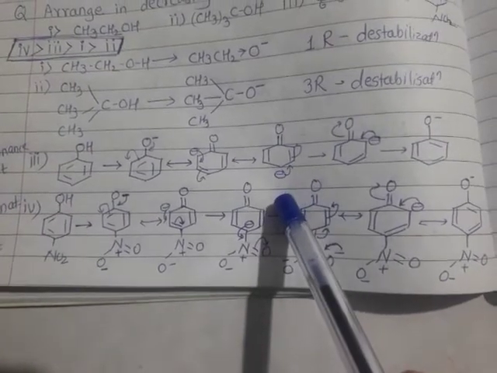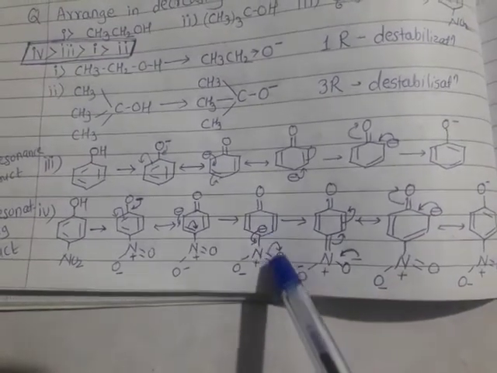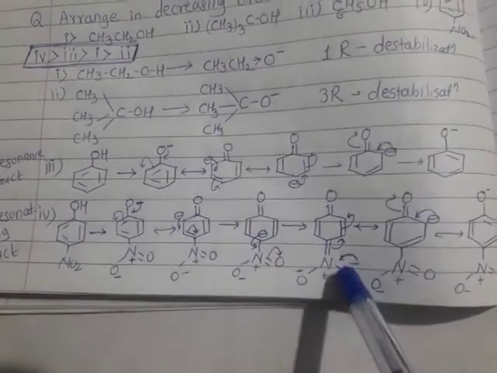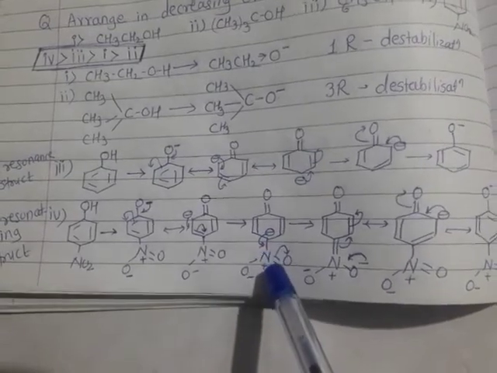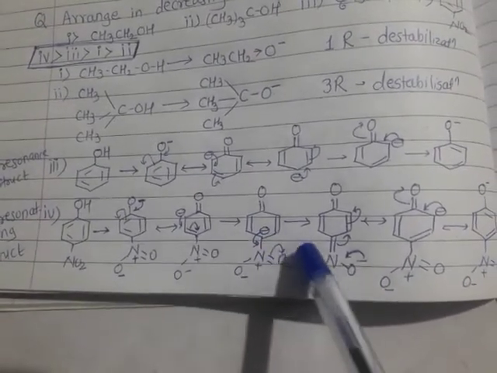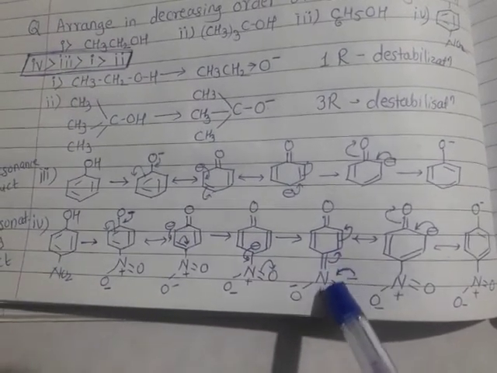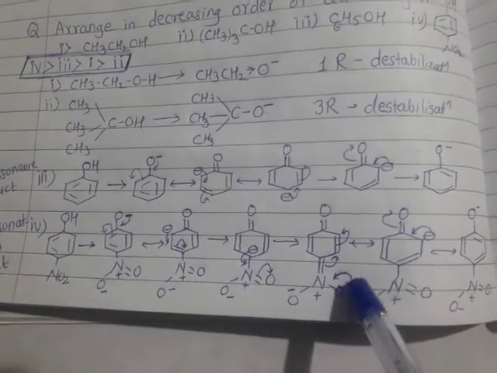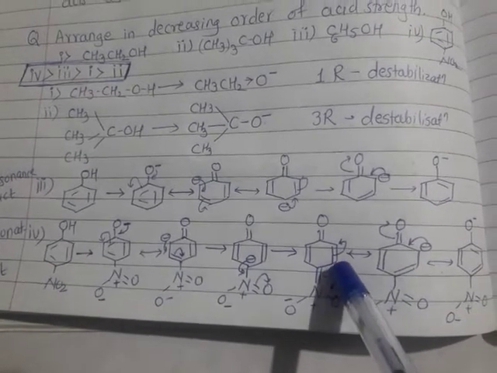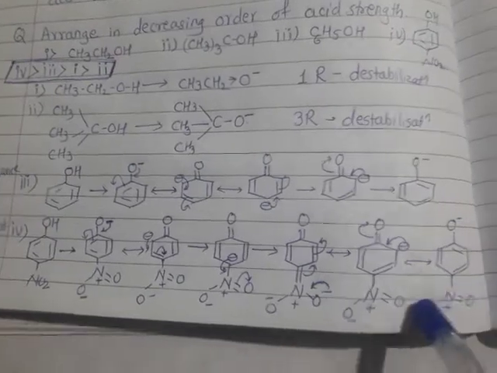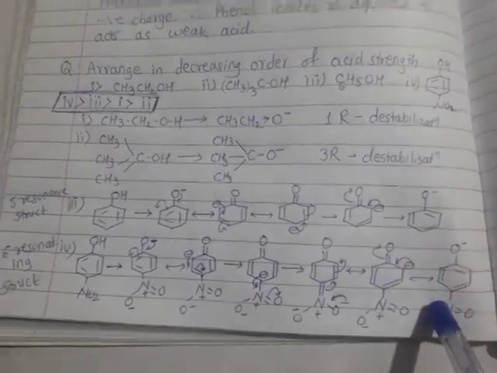Here there is no such extended resonating structure. Due to the presence of NO2, resonance is extended and we get additional resonating structures. See, that negative charge goes to this nitrogen, and the double bond between nitrogen and oxygen is broken, and we get one intermediate resonating structure. Now this oxygen attacks this nitrogen, or gives electrons to this nitrogen to form a bond with it, and this double bond breaks and goes to the next carbon, and again the usual resonating structures are obtained. So in this case 1, 2, 3, 4, 5 and 6 resonating structures are there.